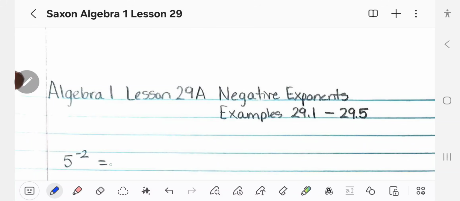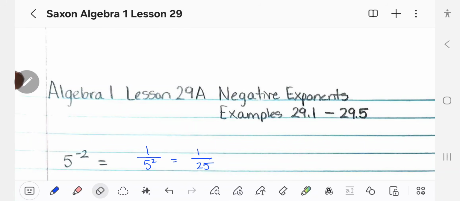Now, we learned in that video that when we have a negative exponent, that gives us a fraction. And so we do that based on that negative exponent. And then the denominator is going to be 5 to that positive exponent. So 5 squared, which is 1 over 25.